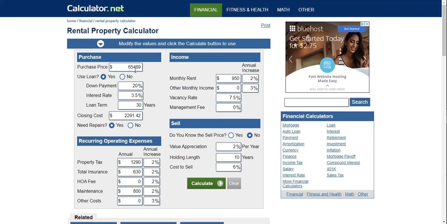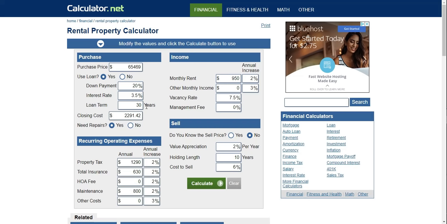We start with the purchase price, which we're going to plug in the $65,469 that we got off the Zillow site. We are using a loan for this property. We're going to put 20% down. And for sake of this example, I plugged in an interest rate of 3.5%. The interest rates are pretty low right now. The interest rate that you may be qualified for might be slightly lower than this, or it could be slightly higher. But for sake of this example, we're going to use 3.5% as the interest rate.